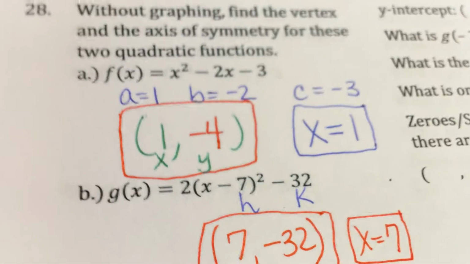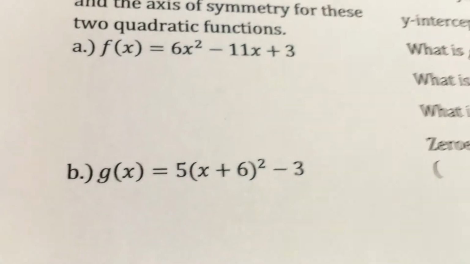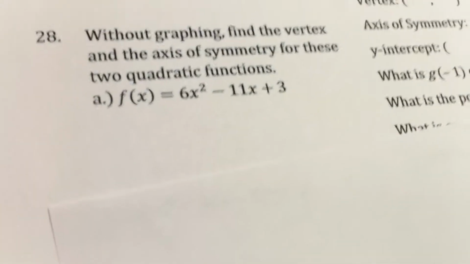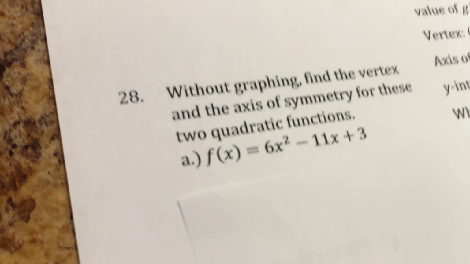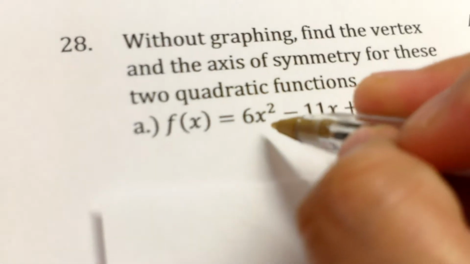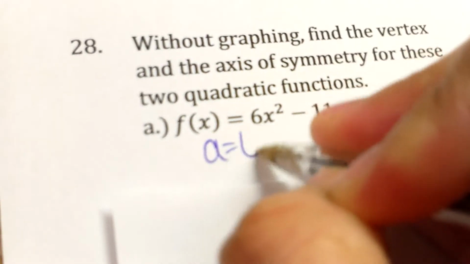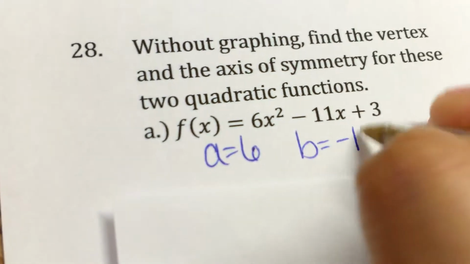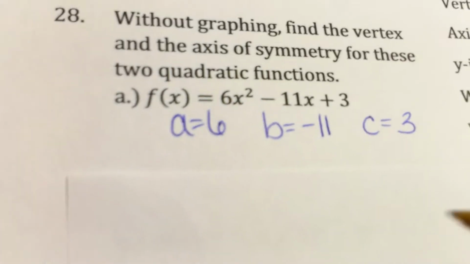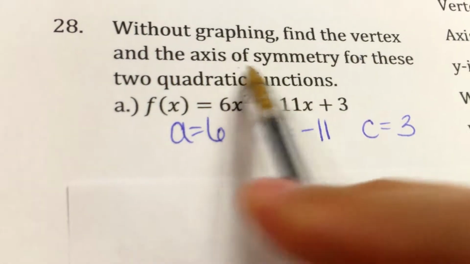That would be your axis of symmetry. Let's go ahead and do 2 more examples. Okay. Once again, this is standard form. So my a is the first one, in front of the x squared. My a is 6. My b is negative 11. My c is 3. And we're trying to find the vertex and the axis of symmetry.